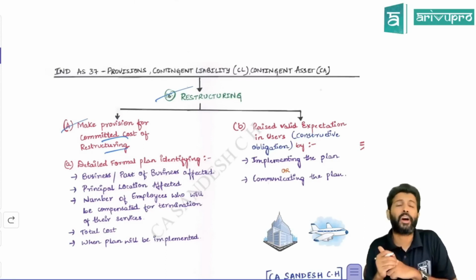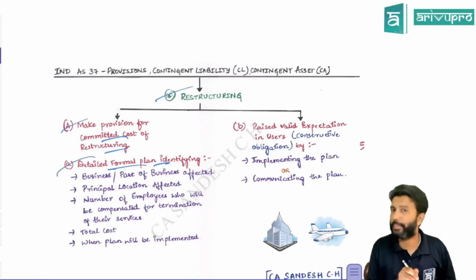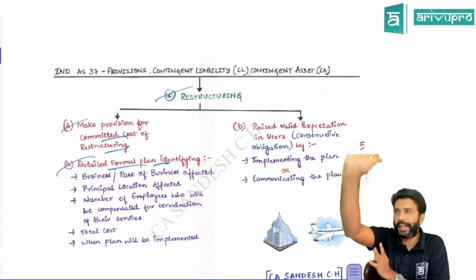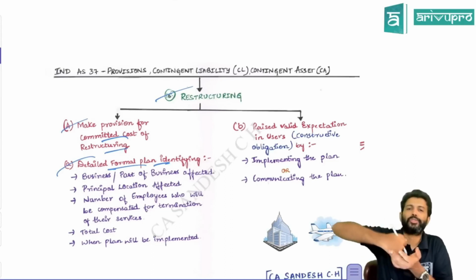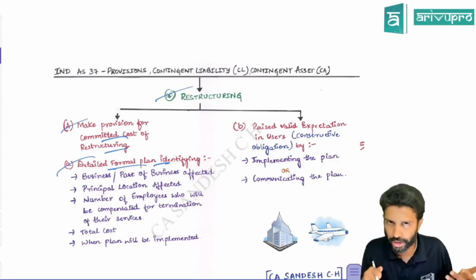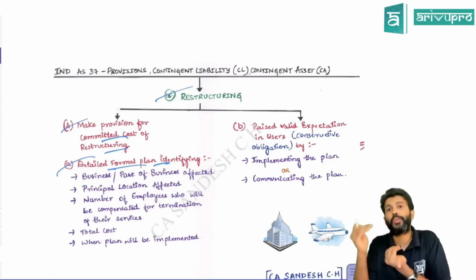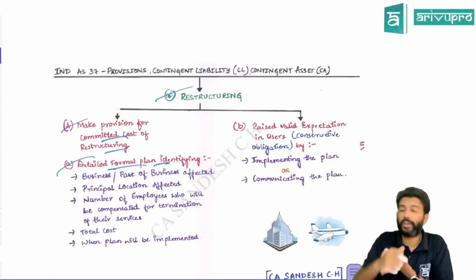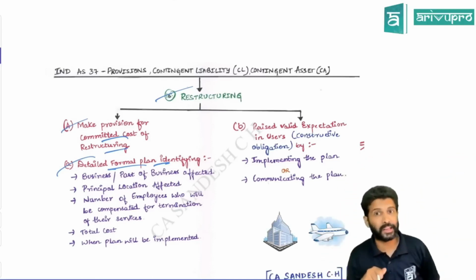So when can you say the organization has got committed to restructuring? One, a detailed formal plan should be made. Because let's say you're planning to close down a division. This is not a small exercise, right? You can't take a random decision of closure just like that. It requires a careful plan. Which division to close? What should we do for that division's assets? What should we do about the employees working in that division?